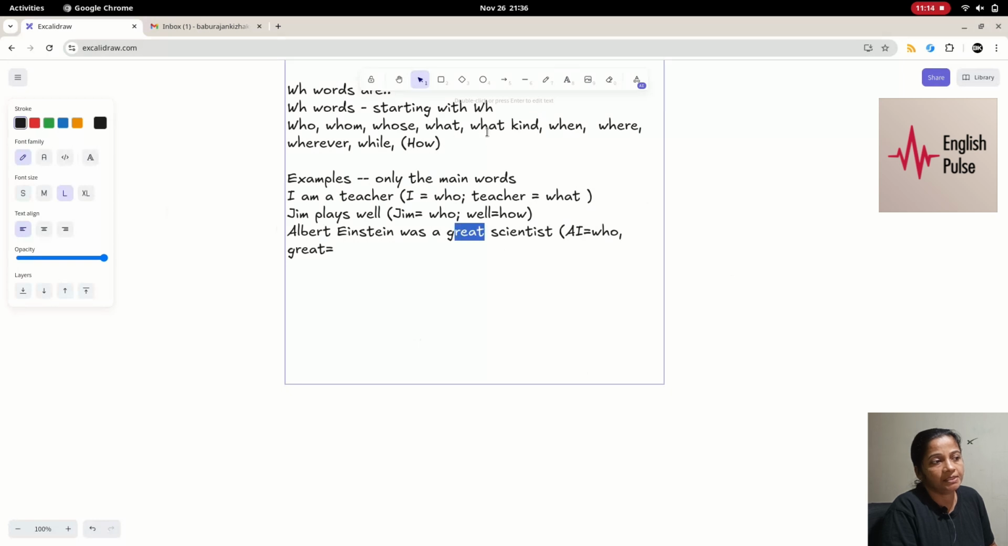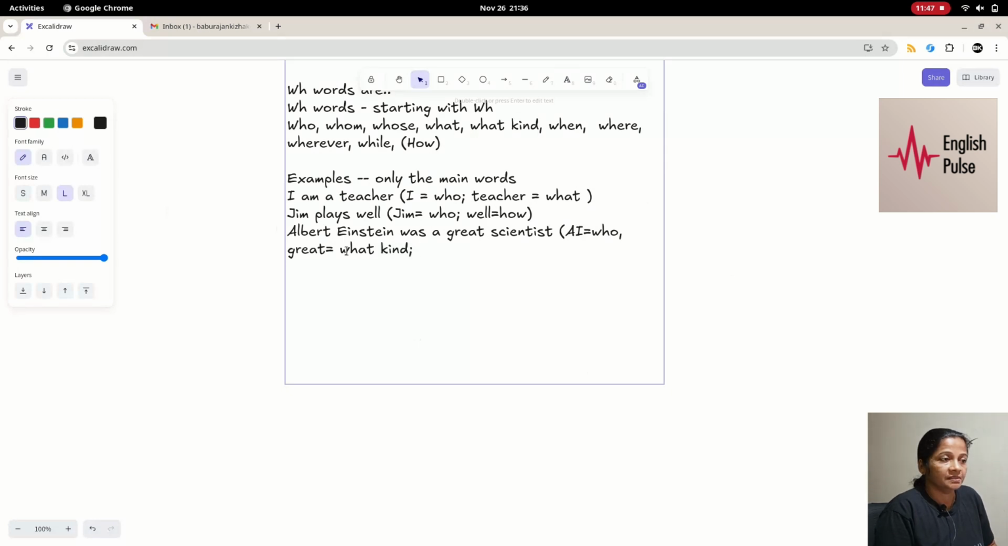Great represents what kind. What kind means it is a modifying word. It's a describing word. A scientist is not a normal scientist, just a scientist. He is a great scientist. That means there is a description to this word. So what kind? That kind of descriptive words are what kind. Understood? So this is what kind.